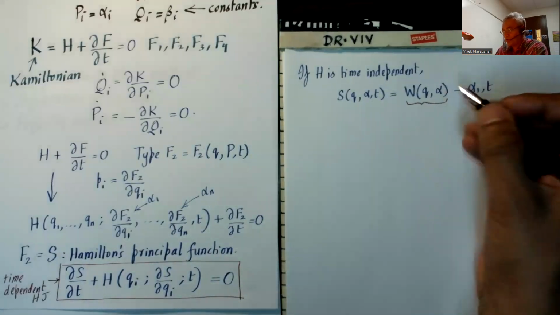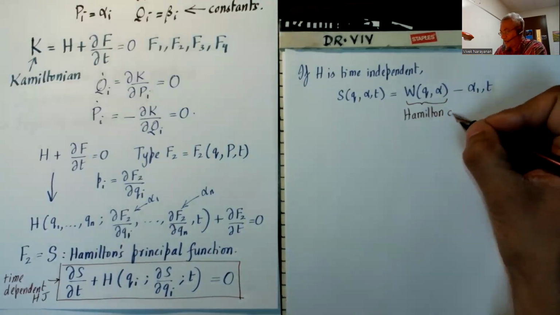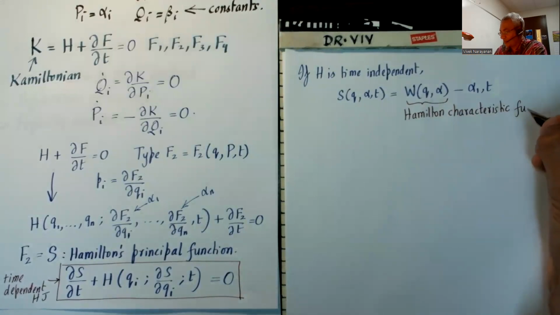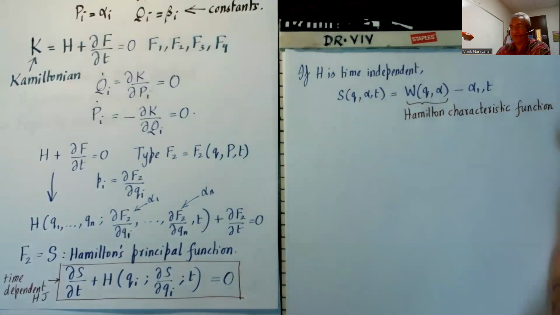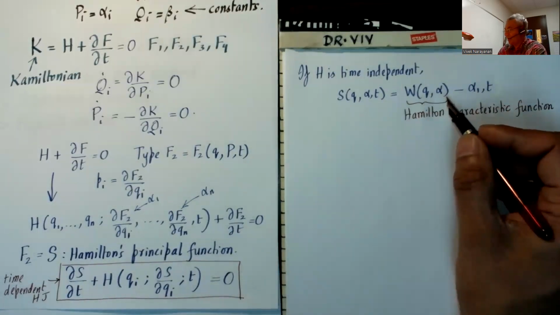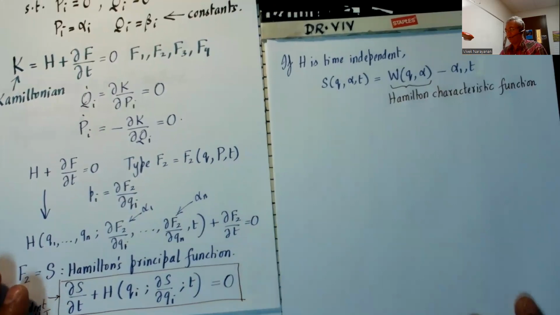This W here is called the, now each of these things is so important that they have their own names. This is called Hamilton's characteristic function. Hamilton's characteristic function is something that depends only on the old coordinates and the constants of motion momenta, which you get by this procedure. So in the concrete case of the projectile motion, we'll see all this playing out in real time. Right now, just think of it as a formalism.